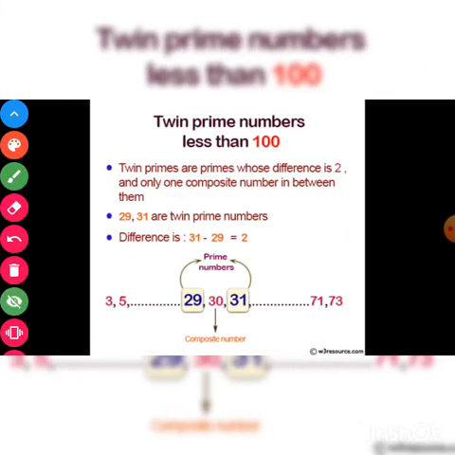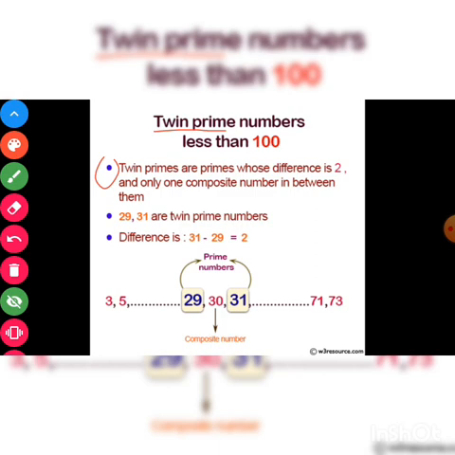The next topic we are going to study is twin prime numbers. So what is a twin prime number? Twin means two. Prime number, as you know, has only two factors. So two prime numbers are said to be twin primes if they have a difference of 2. So there is only one composite number between these two prime numbers.